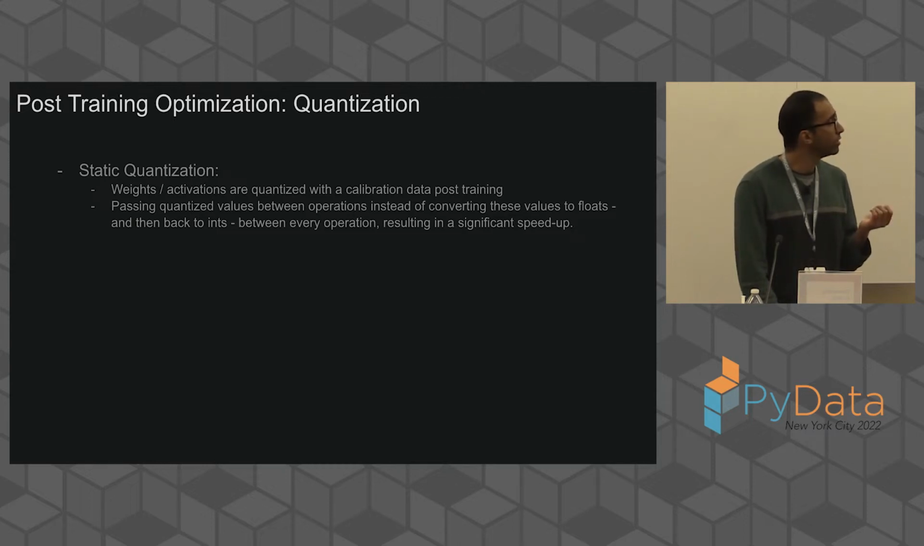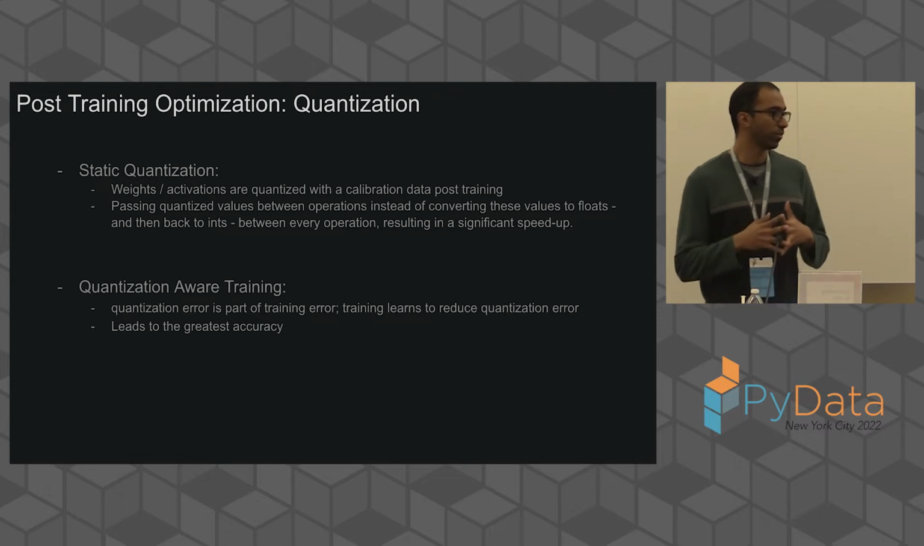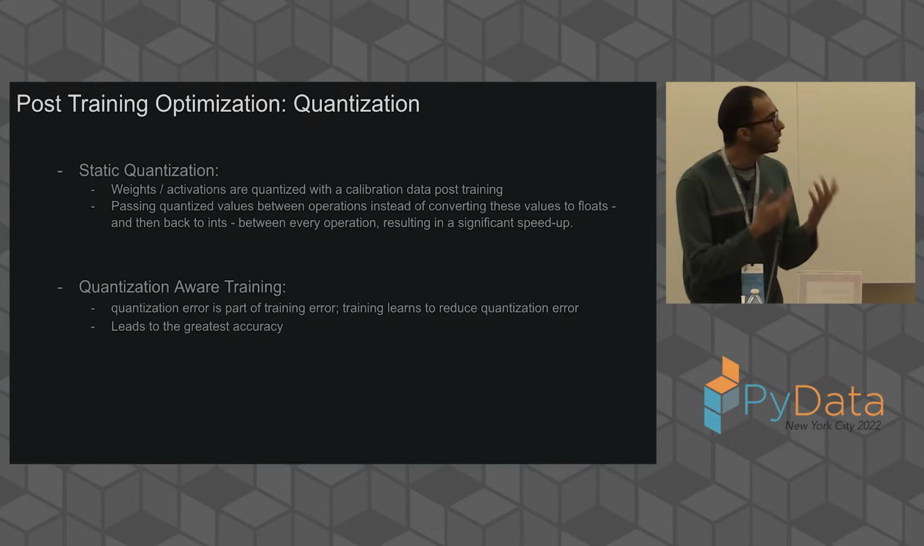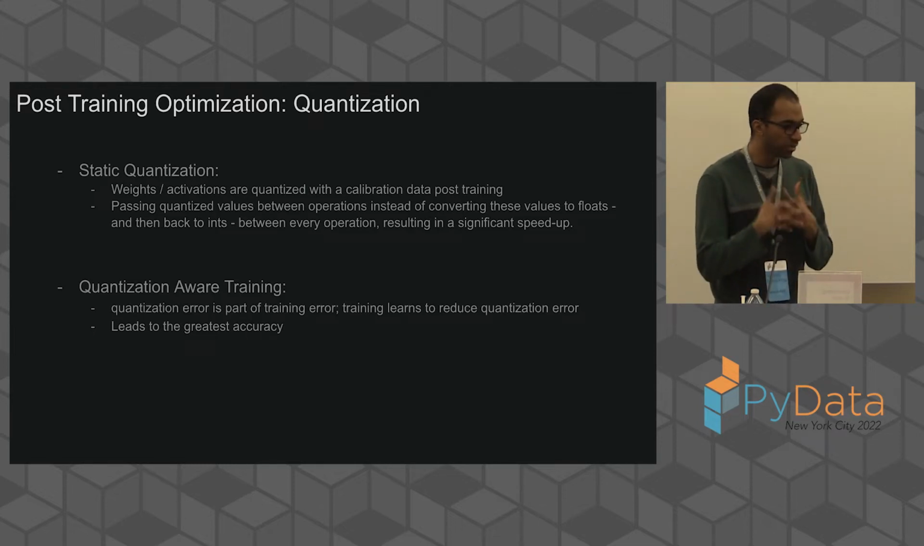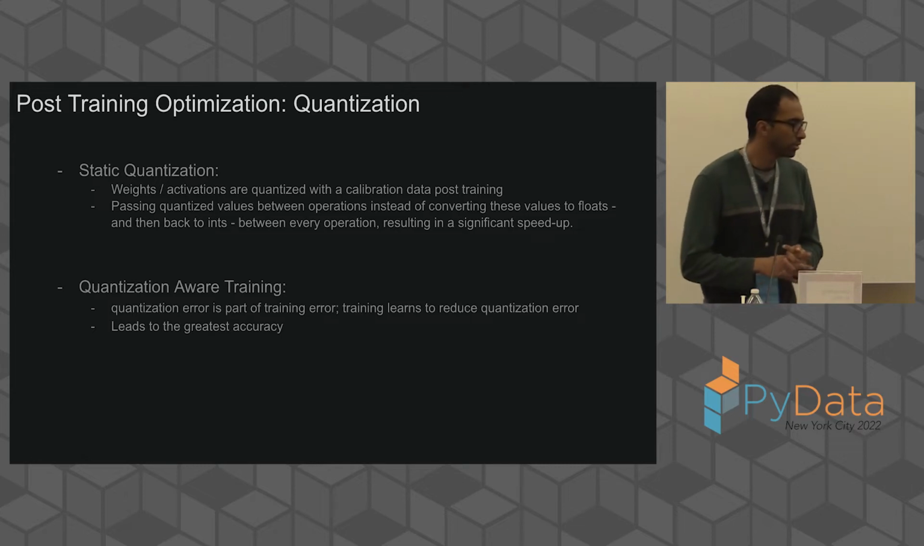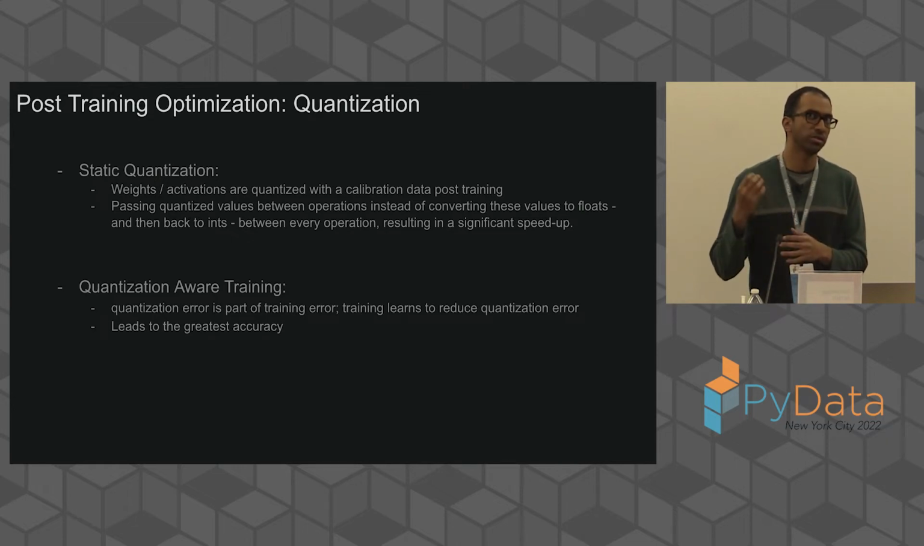There's a slight variant to this called quantization aware training. The idea is, if you're going to quantize your model, why not consider your quantization error as part of how your model is being trained? So not only will your model be trained to improve the accuracy or training loss, you can tell your model, I want you to also optimize the quantization error loss. This leads to the best results.